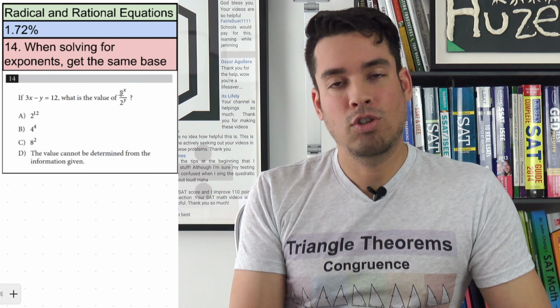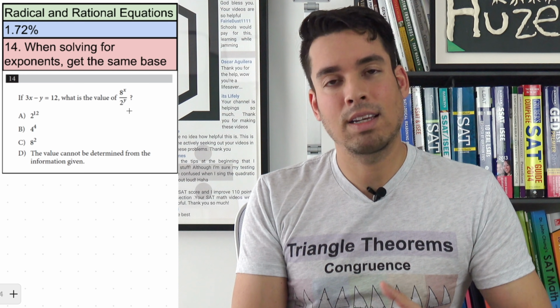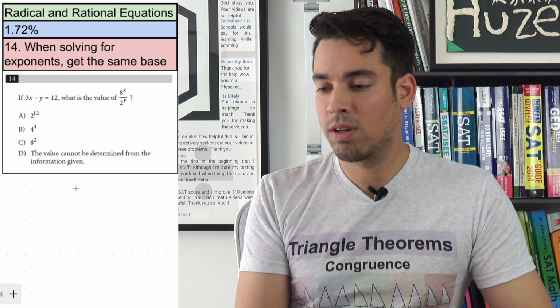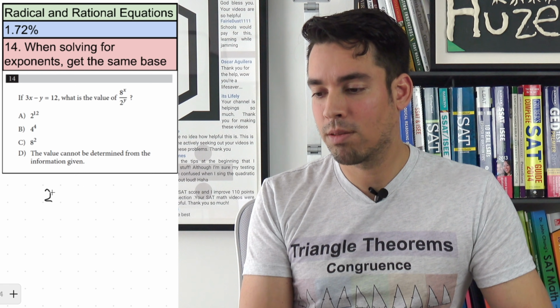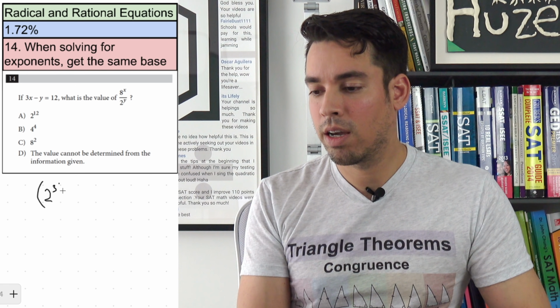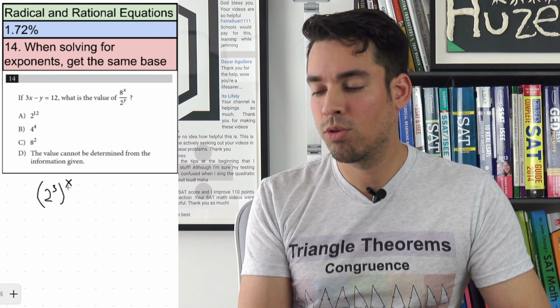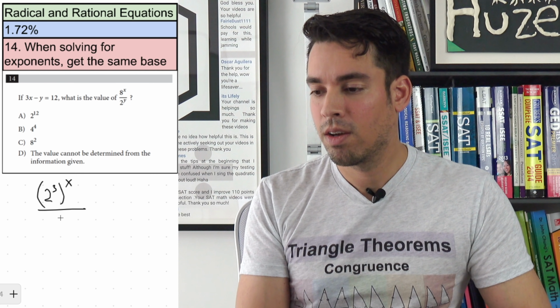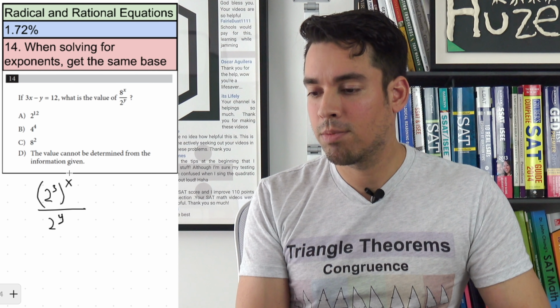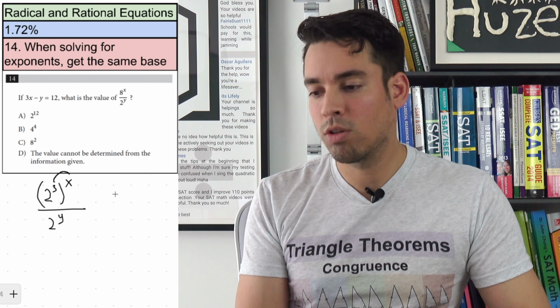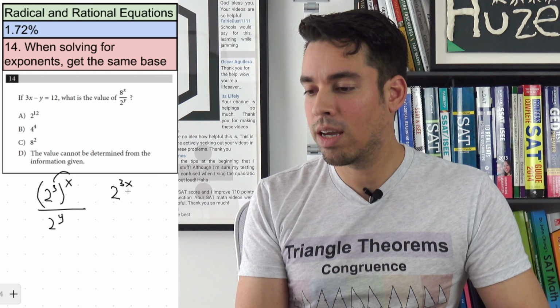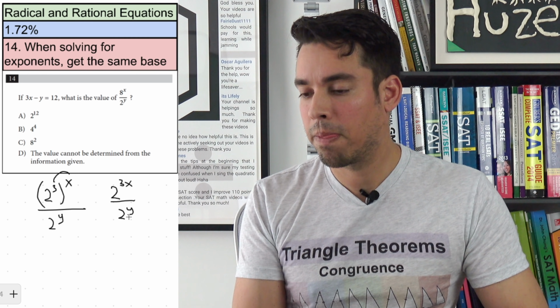Now, 8 and 2 are similar because 8 can be represented as 2 with an exponent. 8 is simply 2 to the third power. And so I'm just replacing that 8 with 2 to the third, keeping the x exponent, and then 2 to the y on the bottom. Then I'm going to use my exponent rules and multiply those, and I got 2 to the 3x over 2 to the y. All right, that's pretty good.